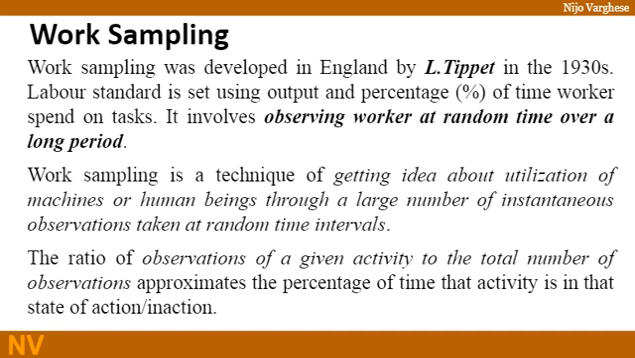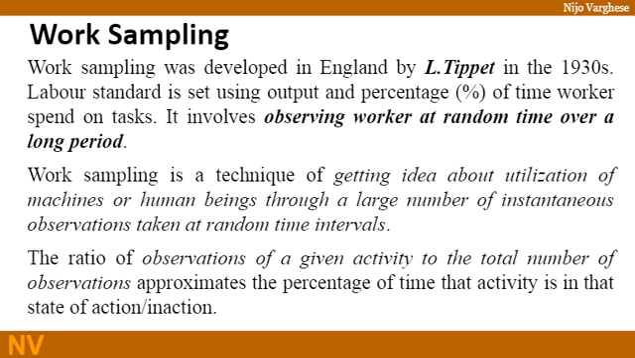Work sampling is a technique of getting an idea about utilization of machines or human beings through a large number of instantaneous observations taken at random time intervals. The machines or the human beings will be observed. And the ratio of observations of a given activity to the total number of observations approximates the percentage of time that the activity is in that state of action or inaction.